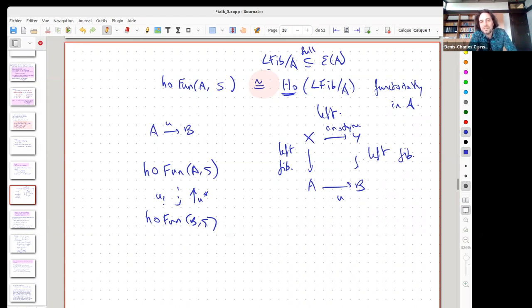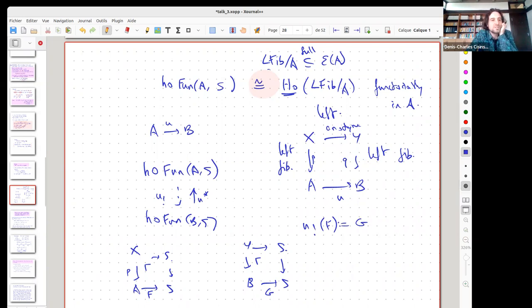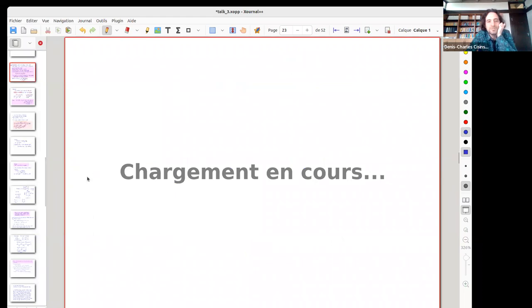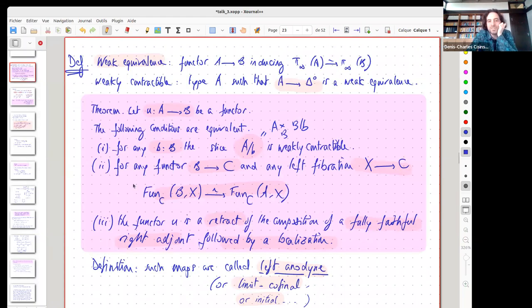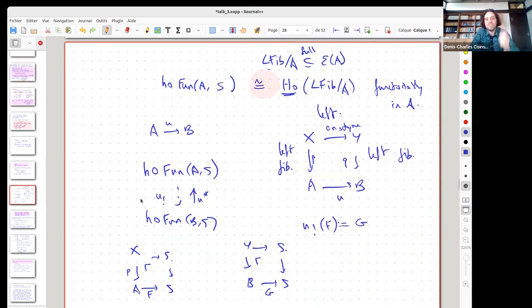And now, say it was P, Q and Q, and let's say that P was classified by F like this, and then Q, because it's a left fibration, will be classified by a functor, say G, and then you define U lower shriek of F to be this G. And then you can check that the theorem I mentioned here, especially the second property, will be exactly what you need to check, and also with directed univalence, that what you constructed is indeed an adjunction like that.